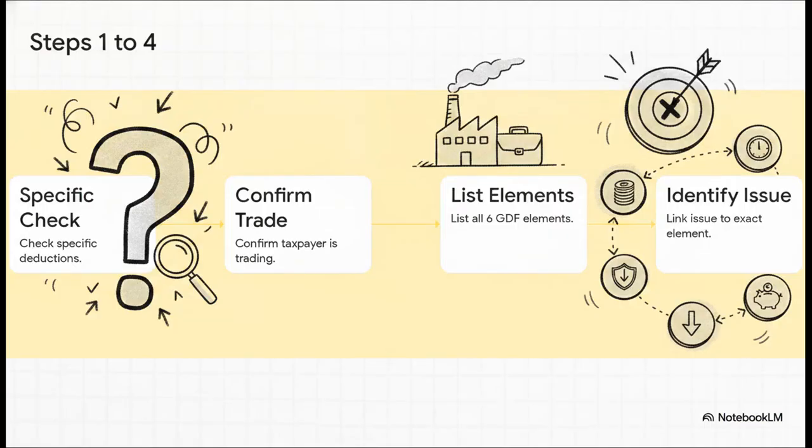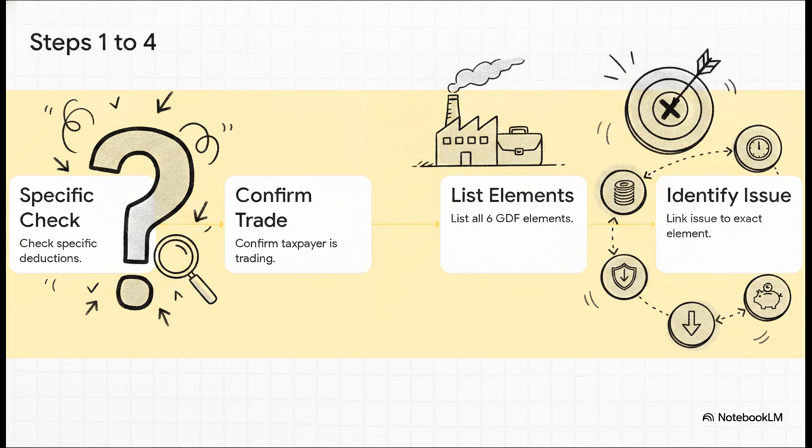Look, knowing the theory is absolutely useless if you can't apply it under exam conditions. The source material outlines a fail-safe framework, starting with these first 4 foundational steps. Step 1. Check if a specific deduction applies first. If not, explicitly state you're using the GDF under Section 11A, read with 23G. Step 2. Confirm the taxpayer is actually carrying on a trade.